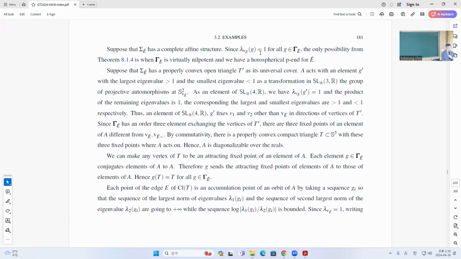So if it's complete affine, then you can use this theorem much later that this is just nilpotent or is a horospherical cusp. Otherwise, you have a properly convex tetrahedron, and you can show that there's a totally geodesic plane descending from some vertex, and then you can show that these are actually the things that I talked about with the unit eigenvalue condition, so therefore it's a lens.